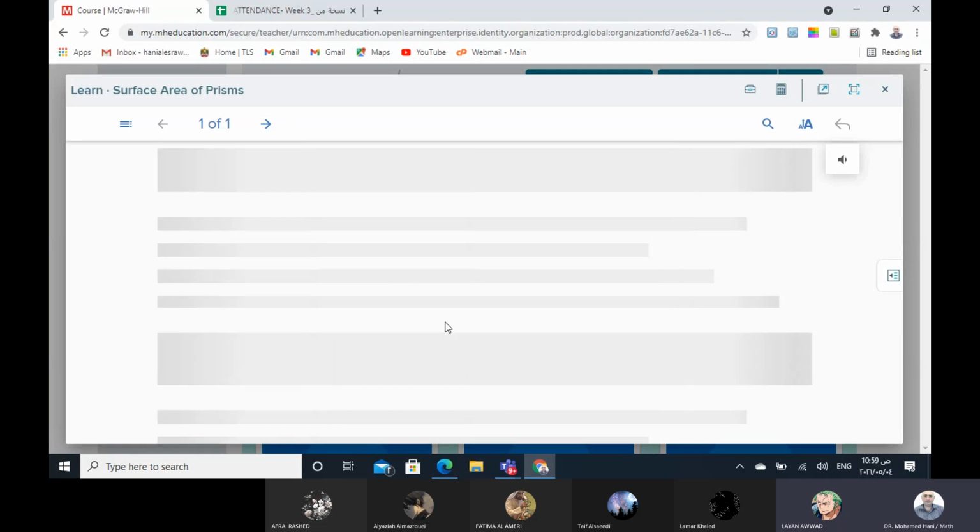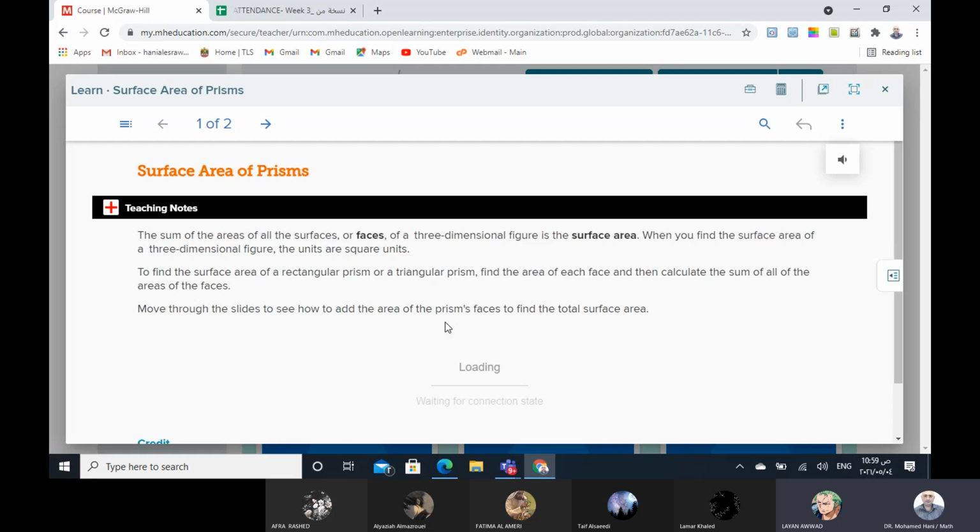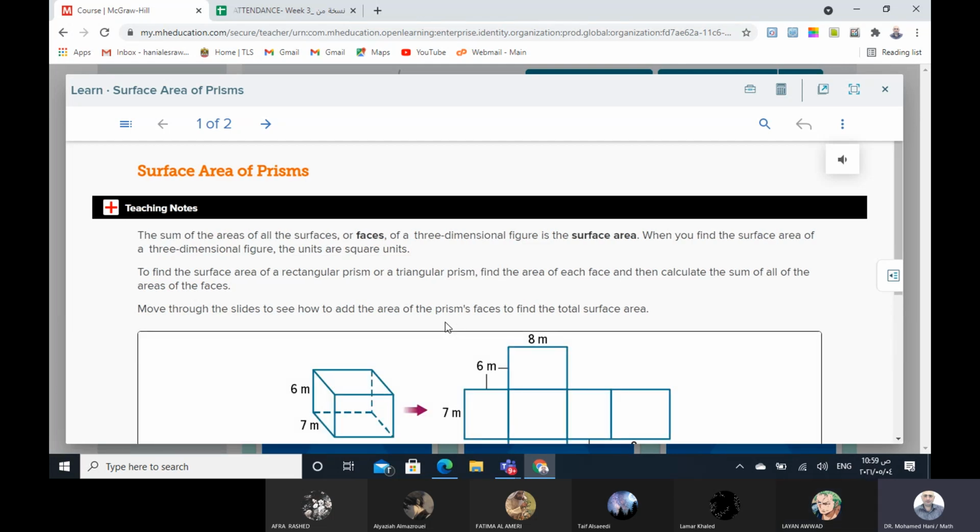What is the difference between volume and area? The volume means three dimensions: length, width, and height. But the surface area, or the area, is just two-dimensional: length and width. So listen here very well, please.